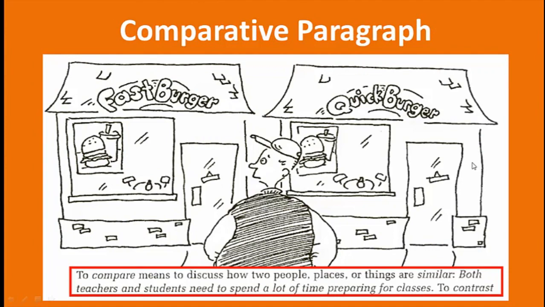So now we move to the writing section again. Our topic is still the comparative paragraph. Today's lesson, the teacher will bring you another topic, but it's still linked to the comparative paragraph. Can you see this picture everyone, the words fast burger and quick burger? Are you going to decide whether we have to use fast burger or quick burger?